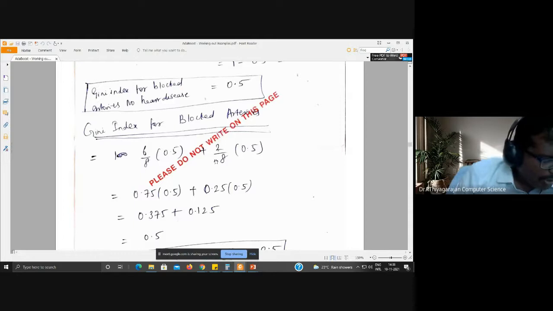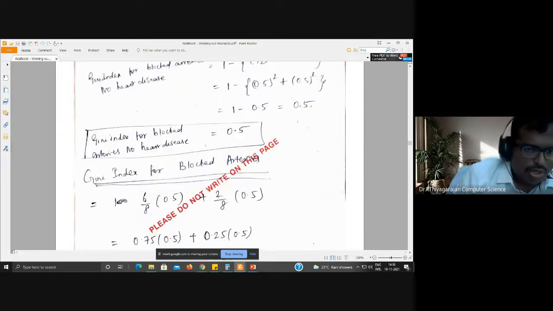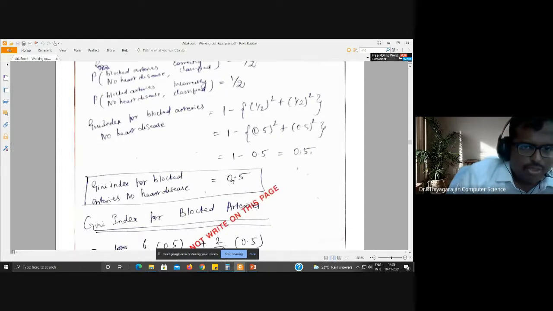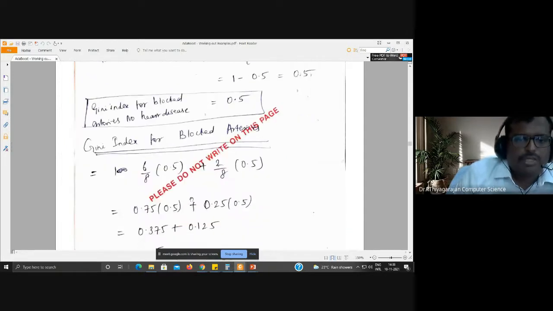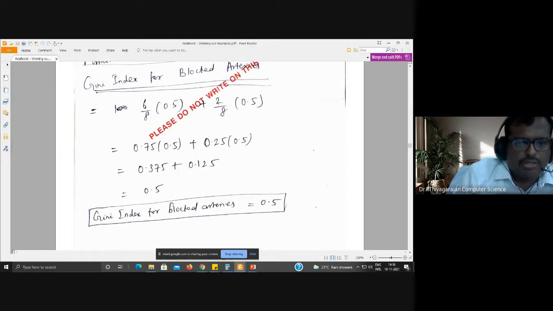And in the overall data set, you have 2 times the blocked arteries no. So 2 divided by 8 into Gini index of blocked arteries no. Gini index of blocked arteries no is nothing but 0.5. So if we do the arithmetic, the Gini index of the blocked arteries boils down to 0.5. Can I proceed?